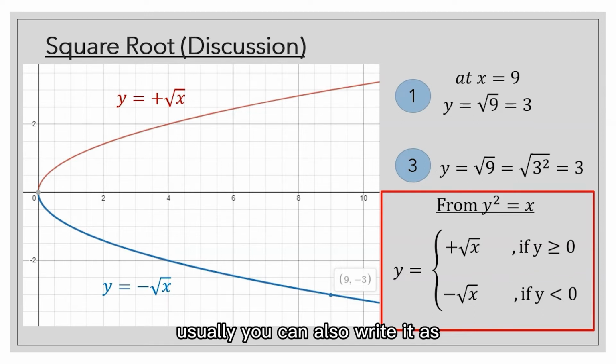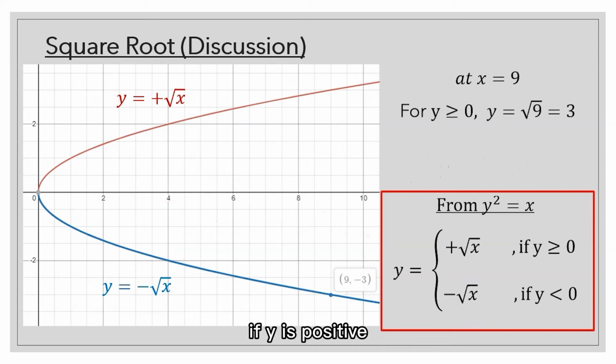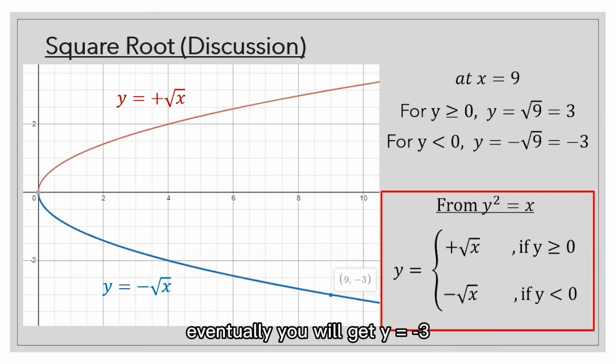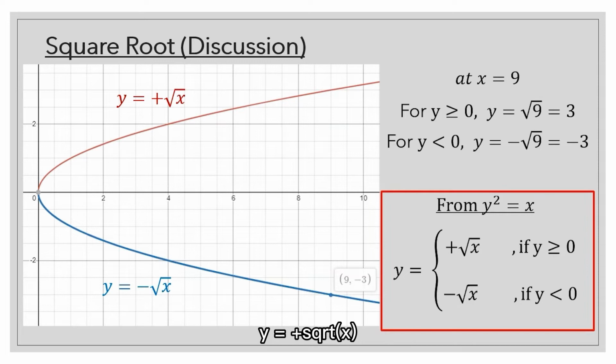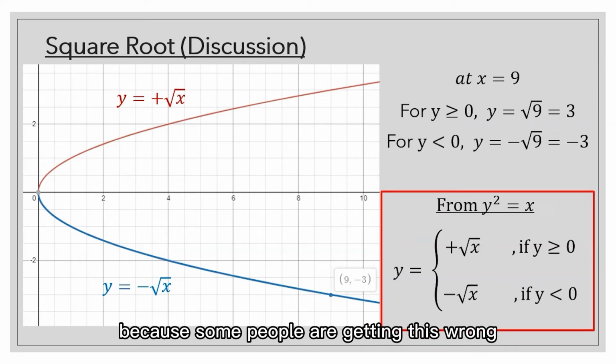Usually you can also write it as y squared equals x, or y equals plus minus square root of x. Then at x equals 9, you will have 2 answers. If y is positive, you will have y equals 3. If y is negative, then you must use the formula y equals negative square root of x. Eventually you will get y equals negative 3. So question 1 and 3 just now are actually using the formula y equals positive square root of x. So you must be careful in the exam to use the positive or the negative sign, because some people are getting this wrong.